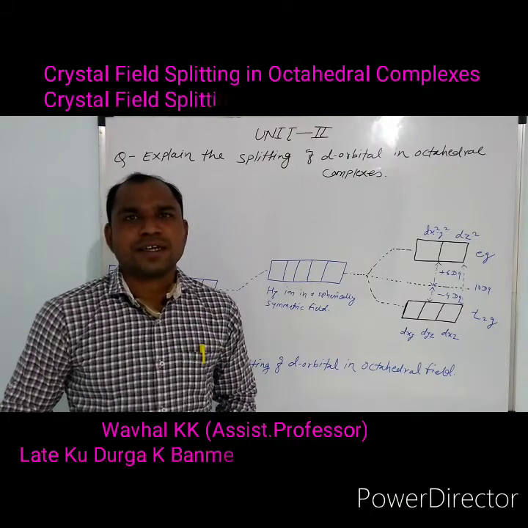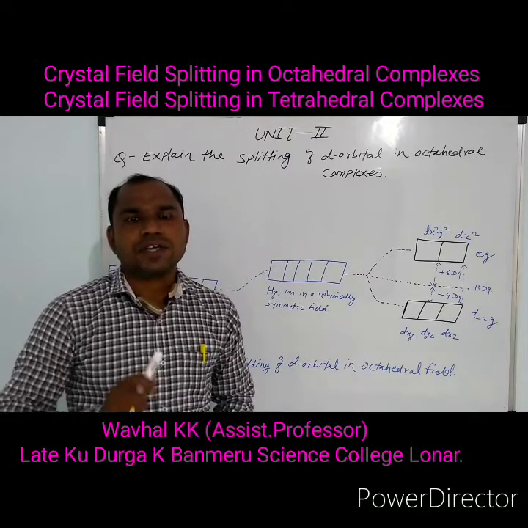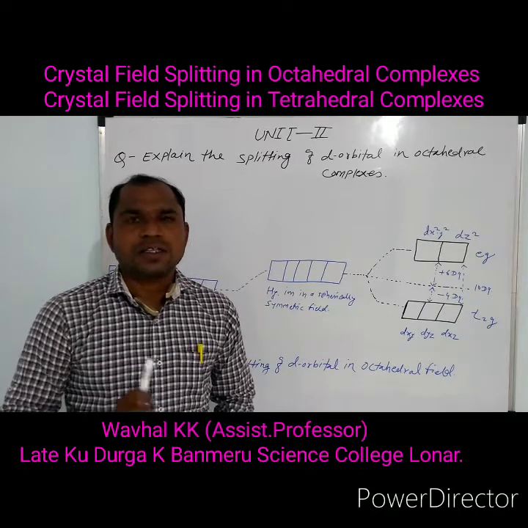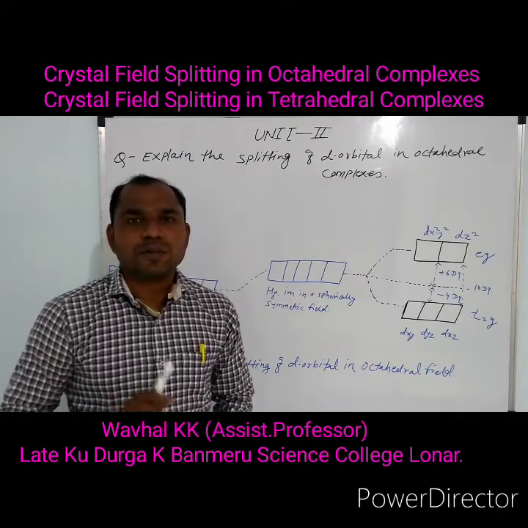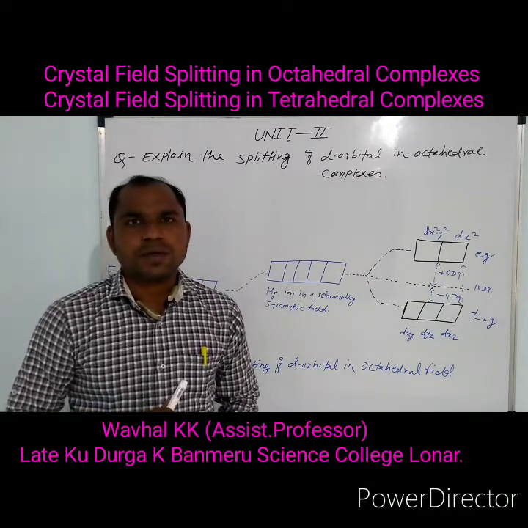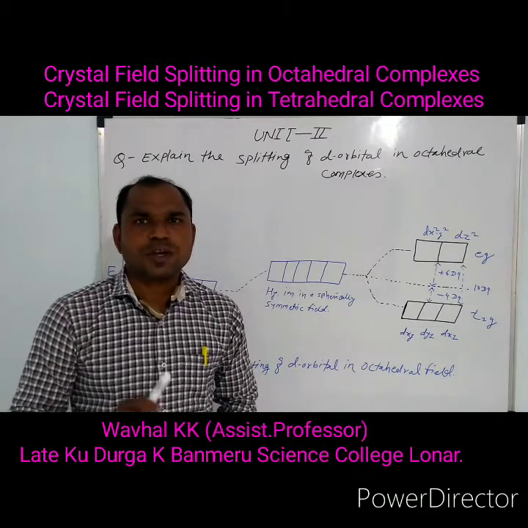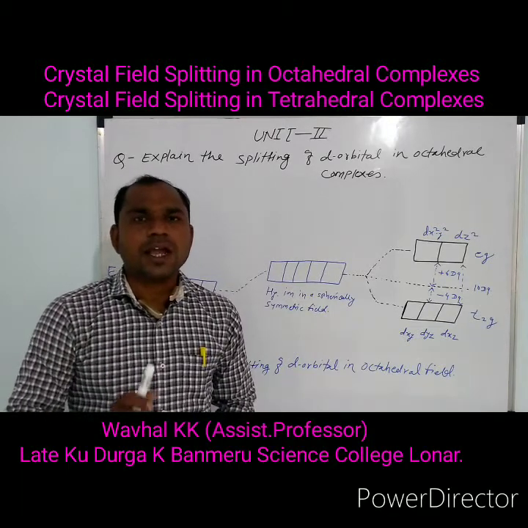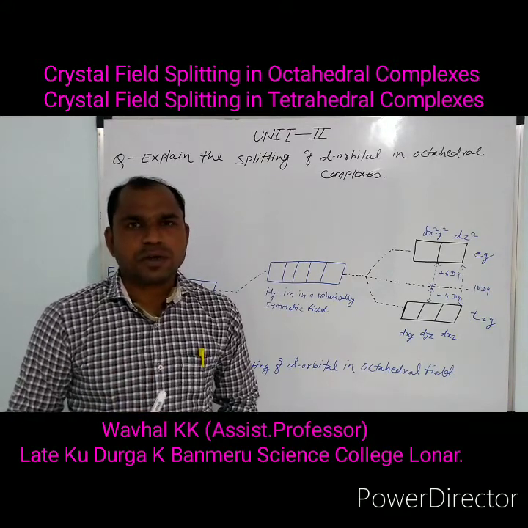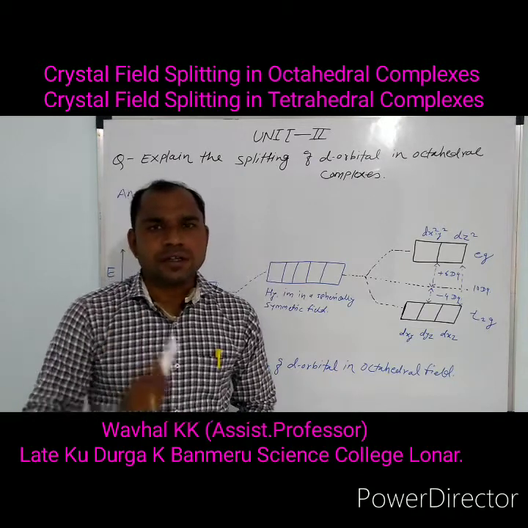Hello friends, in the last lecture we discussed crystal field theory, its assumptions, and the shape of d orbitals. In the shape of d orbitals, three of the 3d orbitals have the same shape and two have a different shape. The three are dxy, dyz, and dxz, and the other two are dx square y square and dz square. These are the names of the five d orbitals we already discussed in our last lecture.